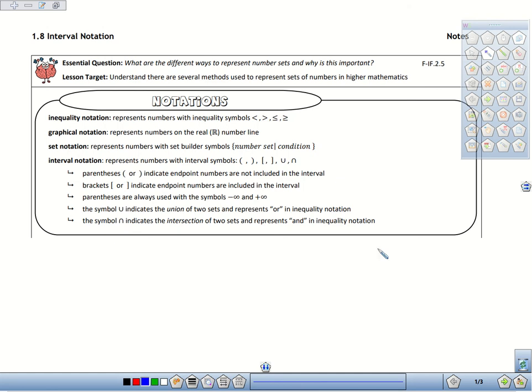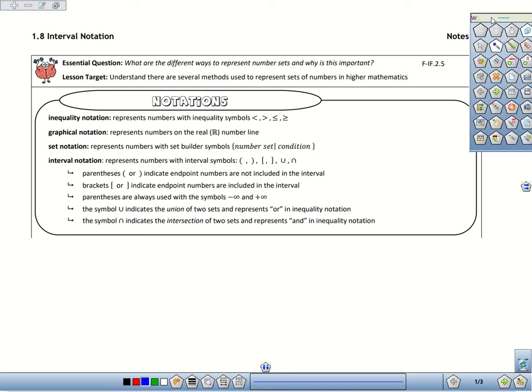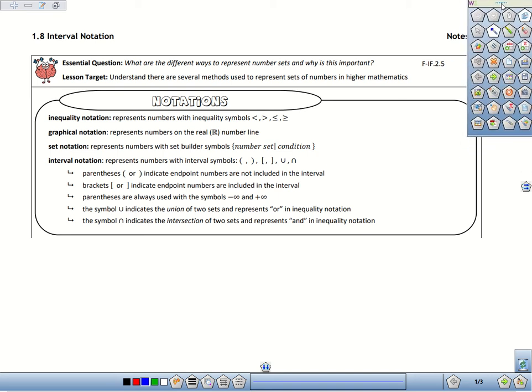Okay, so today we're going to be talking about interval notation. This is lesson 8 of unit 1, and our essential question is, what are the different ways to represent number sets and why is it important? Our target will be to understand there are several methods used to represent sets of numbers in higher mathematics.